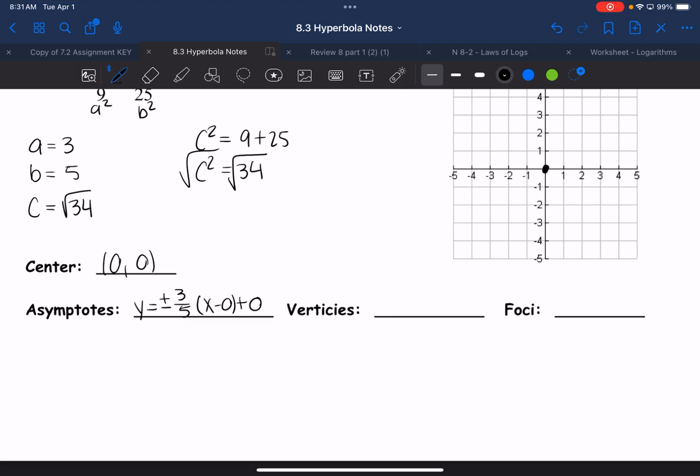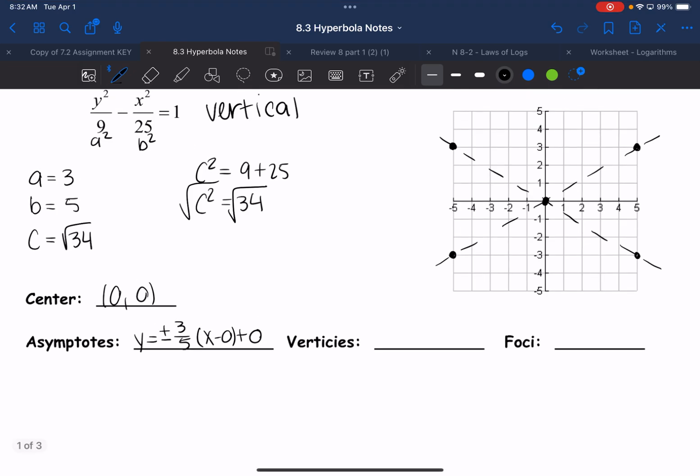So up. All right, so there's one of my asymptotes. And then we're also going to have one with the opposite slope, so one slanting the other direction. All right, so there's our asymptotes graphed.